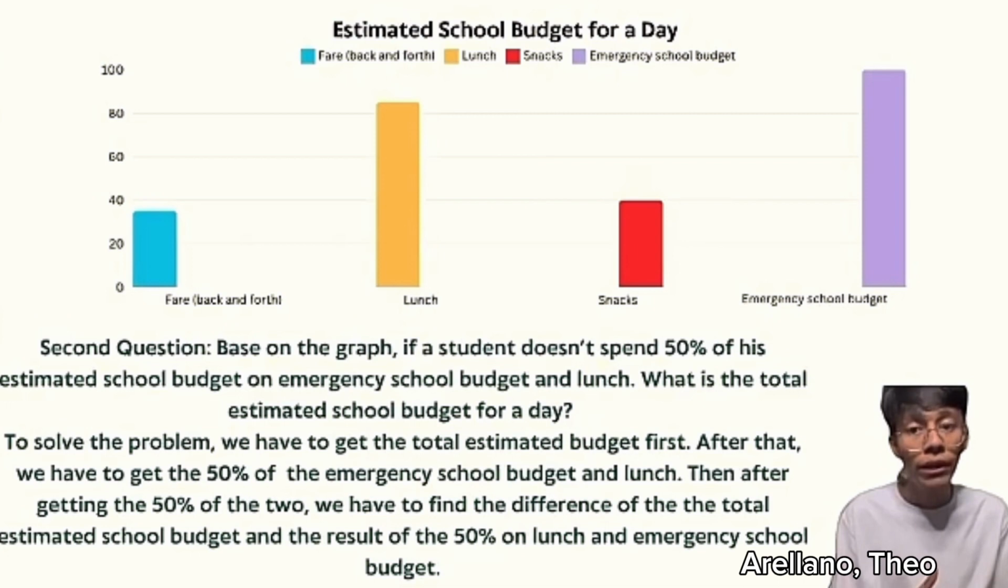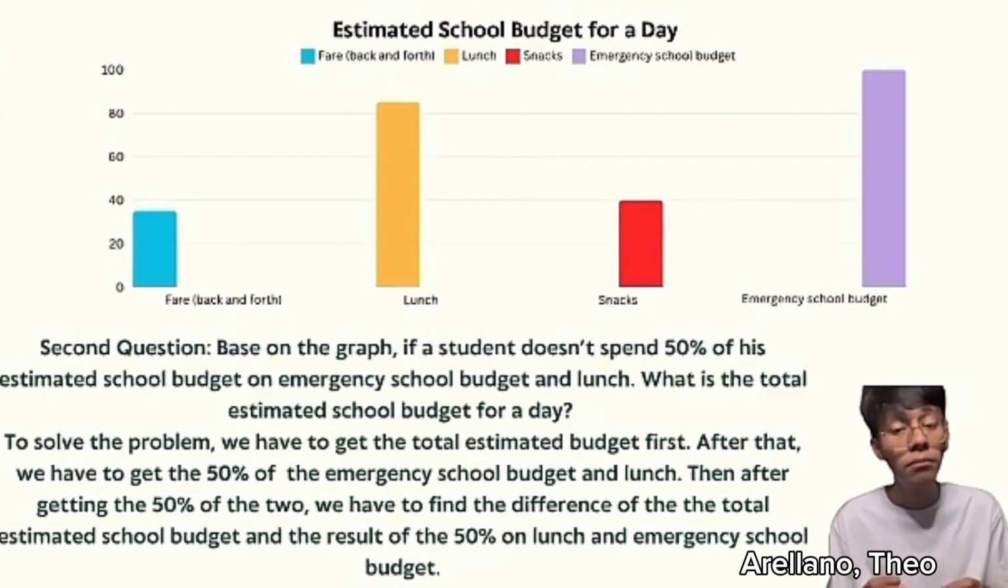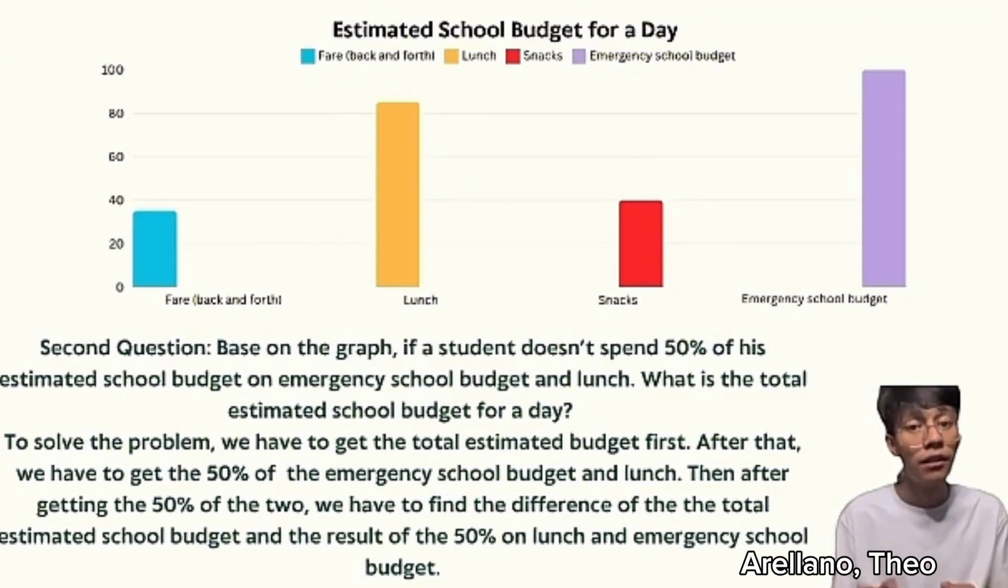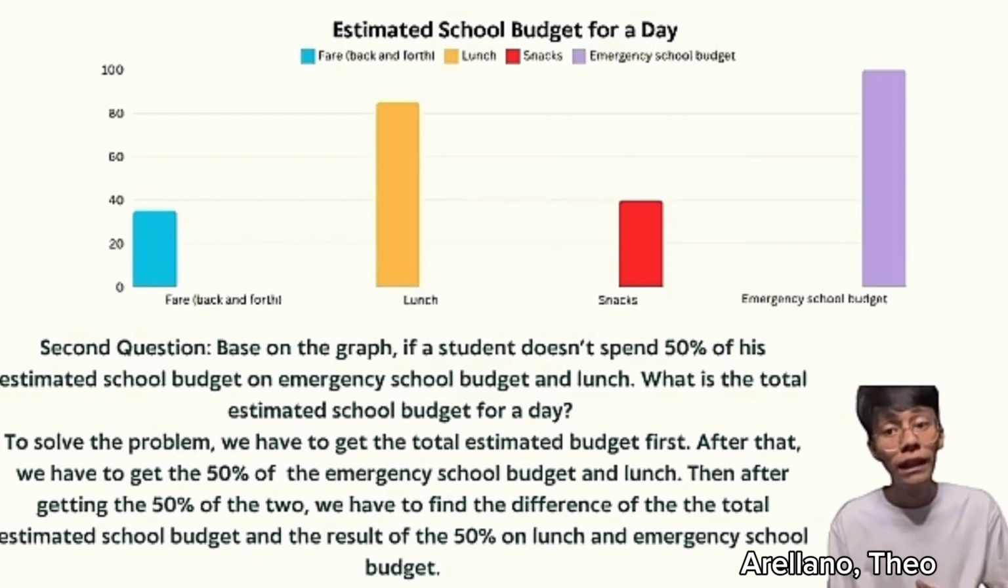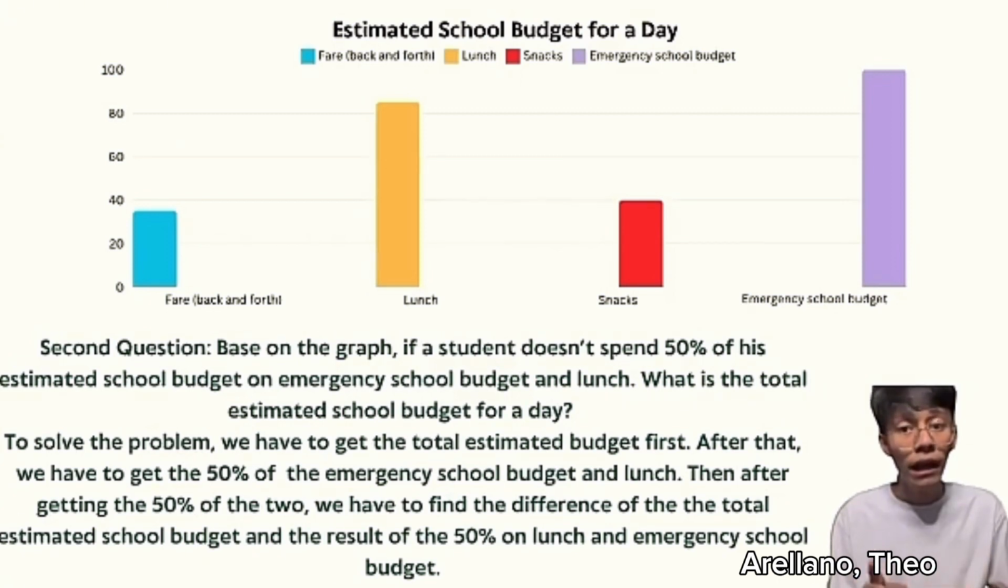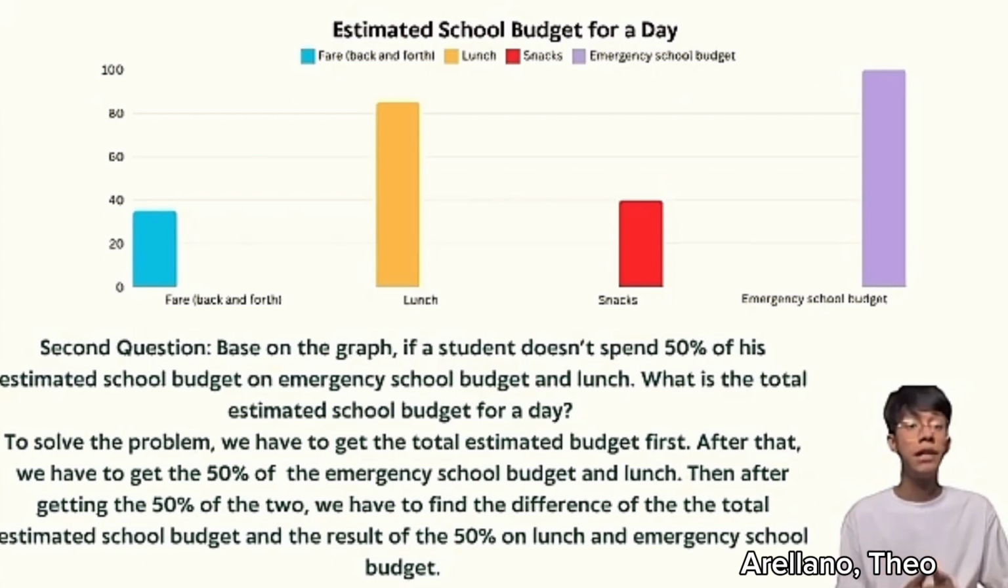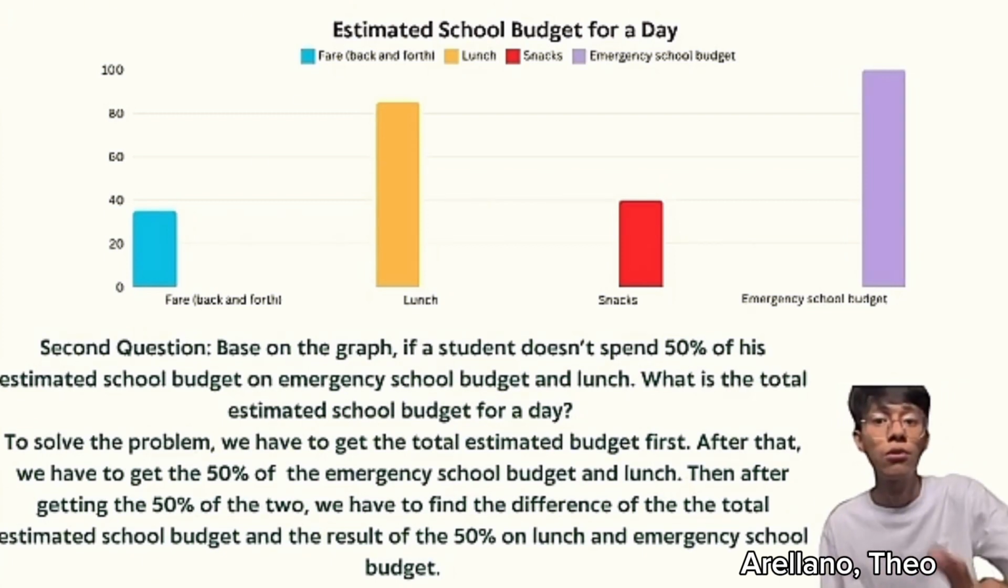And after that, we have to get the 50% of the emergency school budget and lunch as stated there in the question. Then after getting the 50% of the two, we have to find the difference of the total estimated school budget and the result of the 50% on lunch and emergency school budget. So here is the solution to solve the problem.